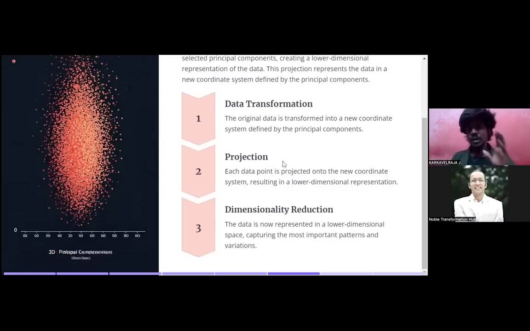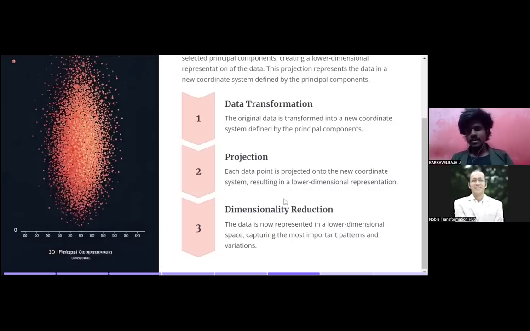Next we are having something called a projection. Each data point is projected onto the new coordinate system, resulting in a lower dimension representation. Okay, so we will be having data in 5 dimensions. Those 5 dimensions will be reduced only to the dimension that we require. That is called a lower dimension, and it is a new dimension. Hope you guys can understand the projection.